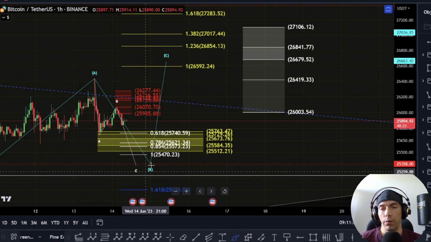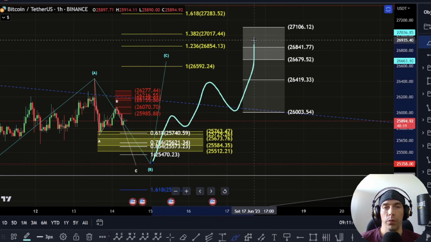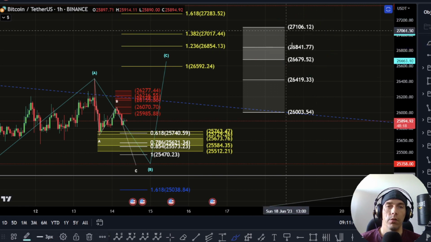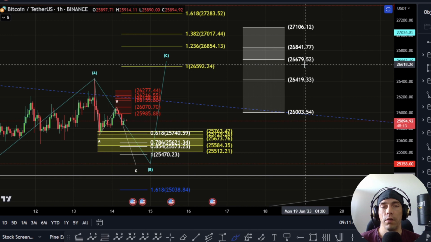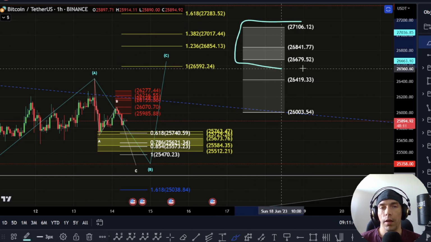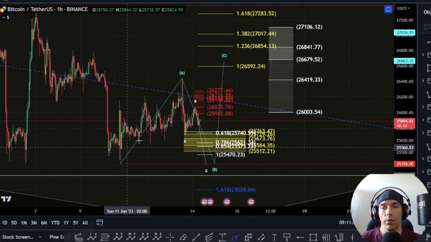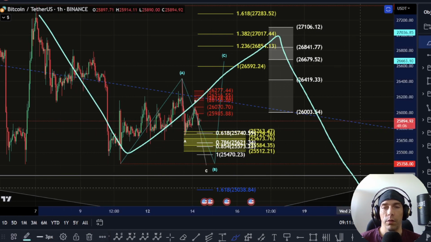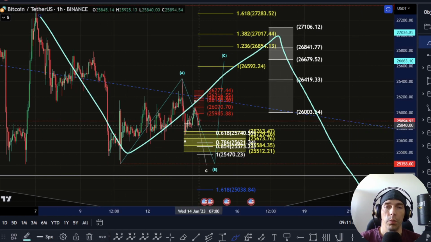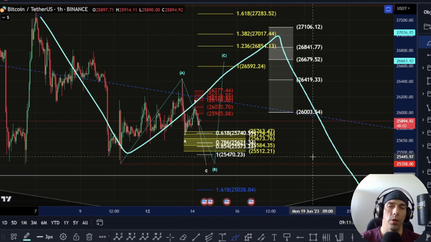Alternatively, if it does actually develop into a bigger 5-wave move off the back of this, what we could see is price actually gravitated towards 27,106 to this 26,679. Now this would be looking at an expanding flat, and in which case we would then be still looking at this idea that this is A, this is B, and still looking for that as a C wave, all looking to become part of that bigger B wave.